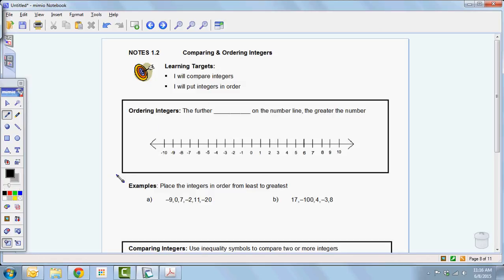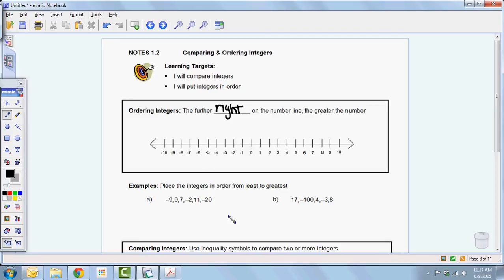So let's talk about how you order integers. If we visualize our number line, how do we put things in order? Well, anything that is to the right of 0 is going to be positive. So the further right that we go on the number line, the greater the number. I could keep this number line going forever and ever, and the farther I get, the bigger the number is going to be, okay?